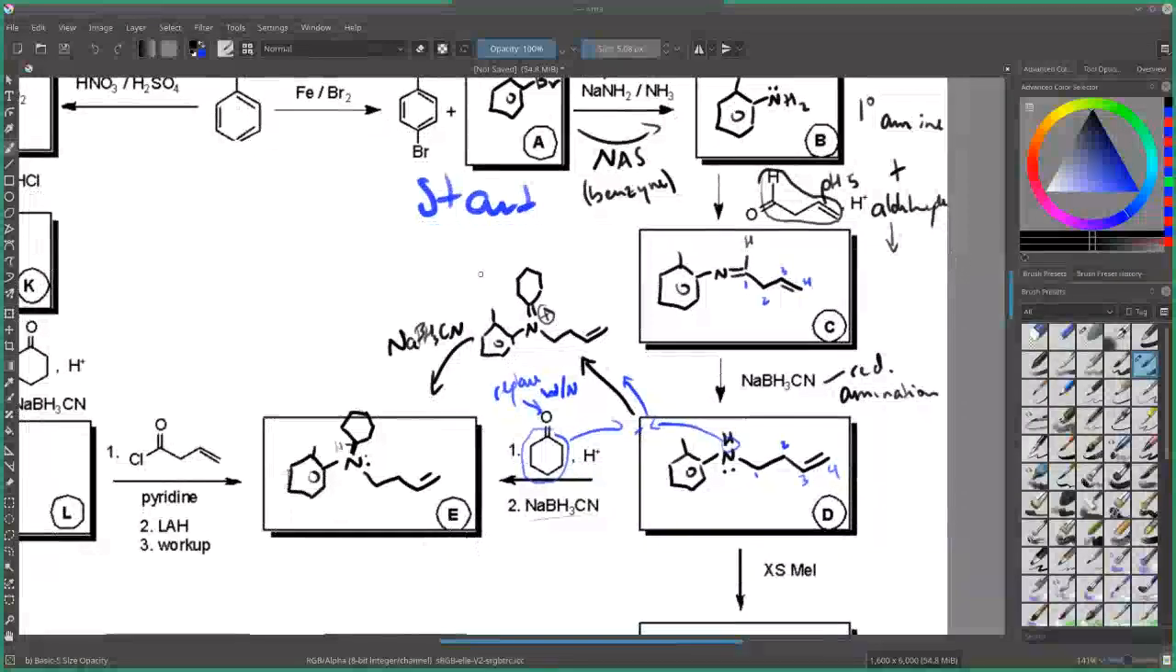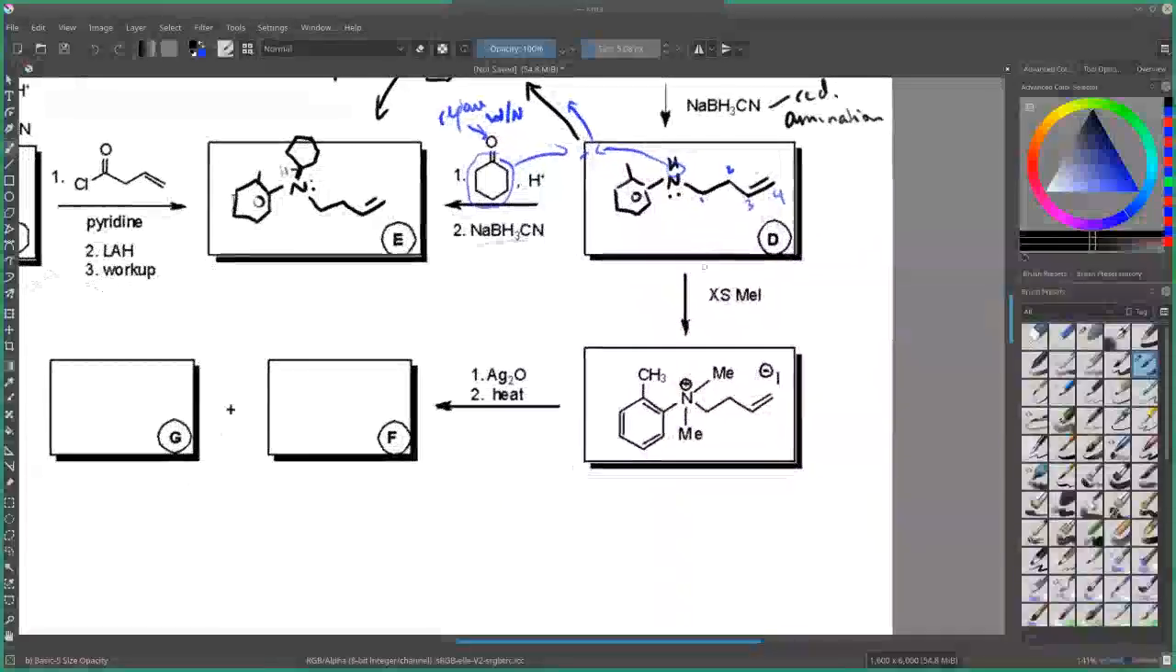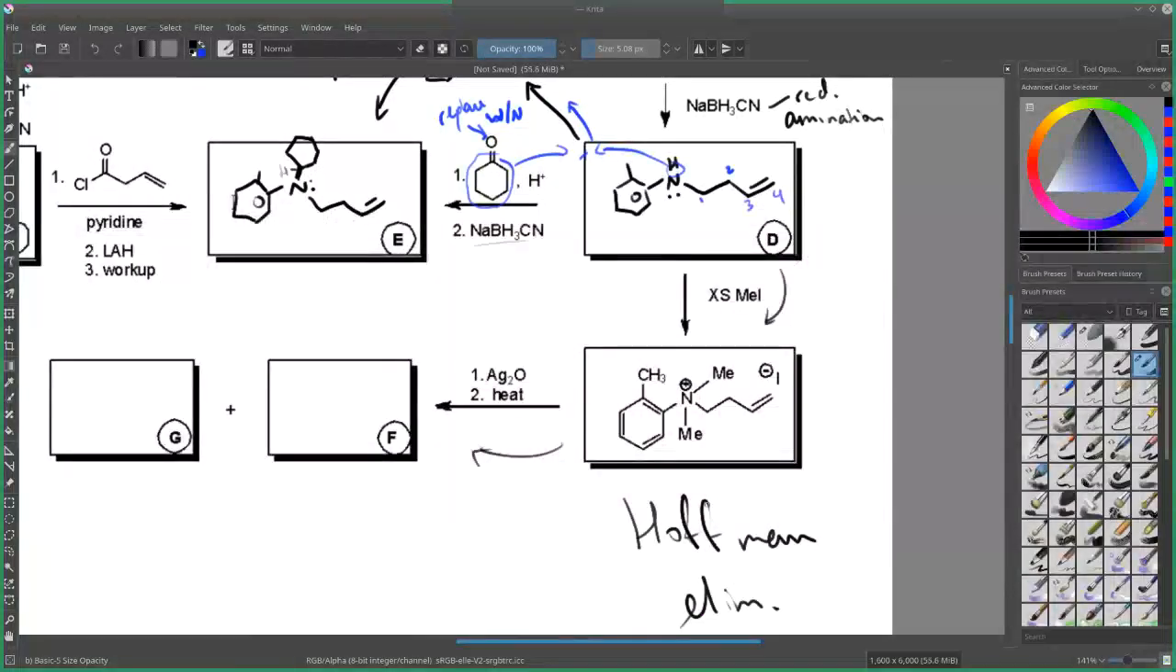Cool. Okay. And all right, what about this other pathway we could have done, where we would have taken what we had here, and we would have done excess methyl iodide, and then silver oxide and heat. Okay. So excess methyl and then silver oxide followed by heat. This is what reaction? Hofmann elimination. So here we are doing the Hofmann elimination.